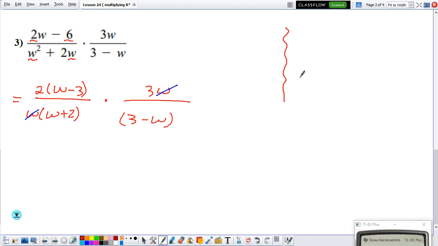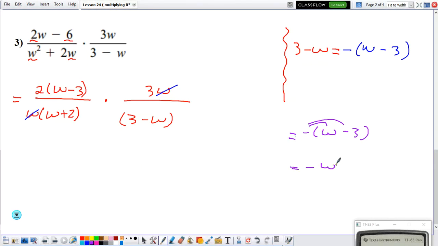How? Well, 3 minus w, that is the same as negative w minus 3. They're the same. Why? Well, negative times w minus 3, if you distribute that negative, that becomes negative w plus 3, which is the same as 3 minus w. So 3 minus w, we can rewrite as negative w minus 3.